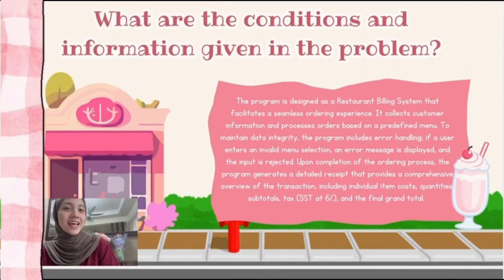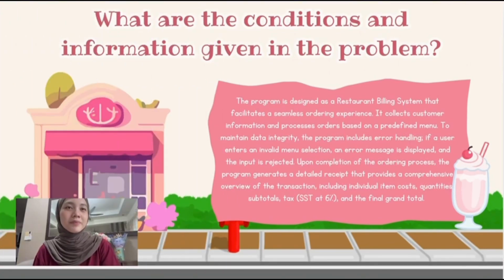What are the conditions and information given in the problem? The program is designed as a restaurant billing system that facilitates a seamless ordering experience. It collects customer information and processes orders based on a predefined menu. To maintain data integrity, the program includes error handling. If a user enters an invalid menu selection, an error message is displayed and the input is rejected. Upon completion of the ordering process, the program generates a detailed receipt that provides a comprehensive overview of the transaction, including individual item cost, quantities, subtotals, SST tax at 6%, and the final grand total.